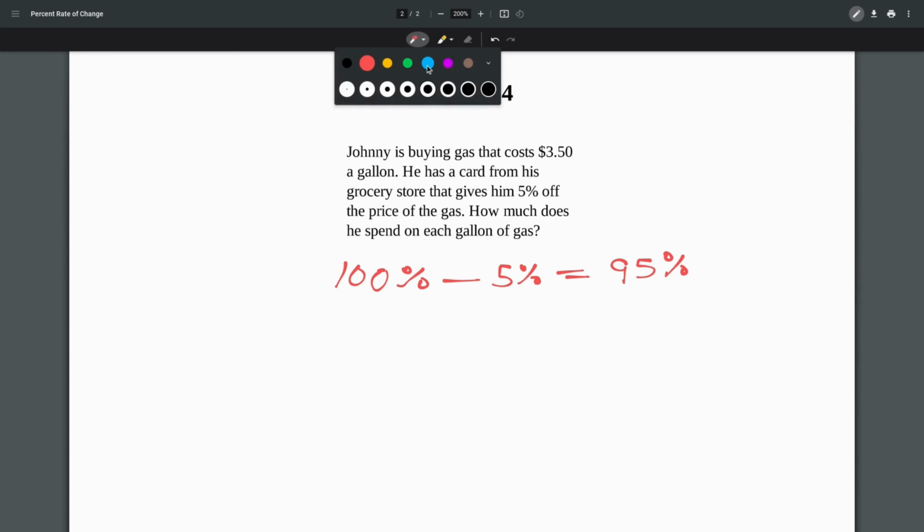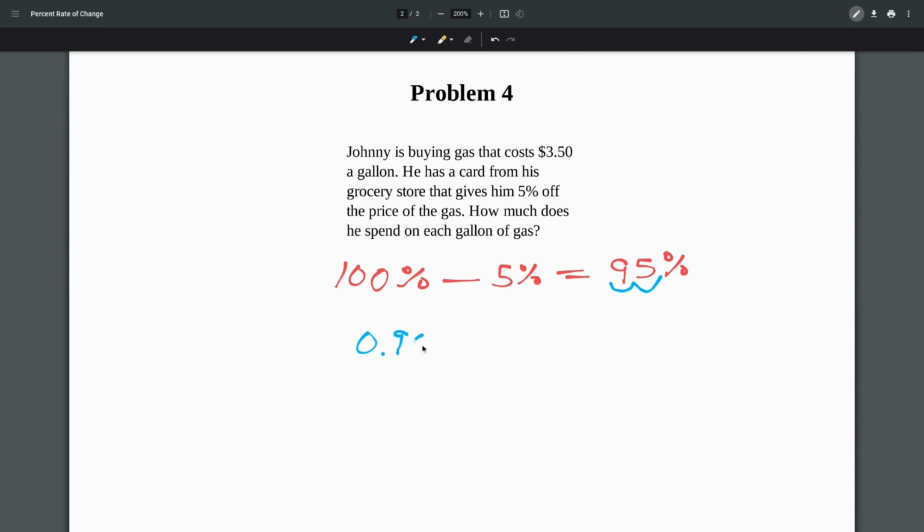And we want to make this a decimal, so we're going to take the decimal point in the percent, move it 2 to the left. So we're going to do 0.95 times the 350. So let's do that. I'll just do the other order, 350 times 0.95. If you know the property that allows me to switch the order of multiplication, comment in the comments below. So we're going to do 350 times 0.95.